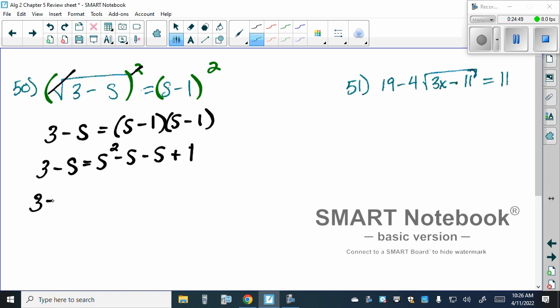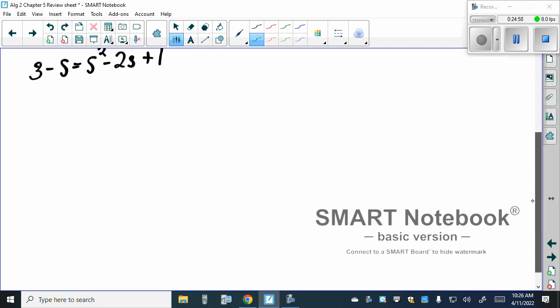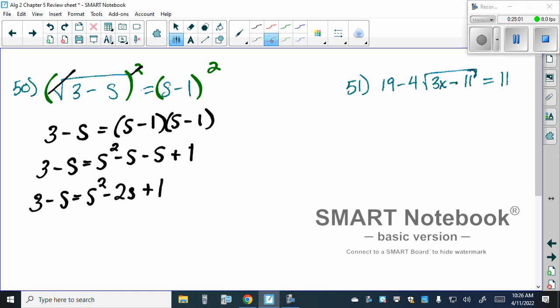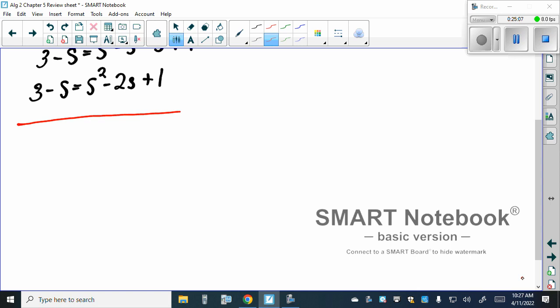And once we combine like terms, we're going to say 3 minus s is equal to s squared minus 2s plus 1. Okay, now we need to get everything on the same side because we do have a quadratic. So we can subtract 3 from both sides and add s. Doing that would give us 0 is equal to s squared minus s minus 2.